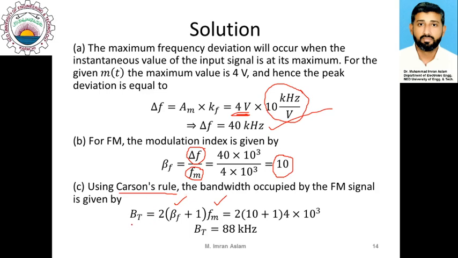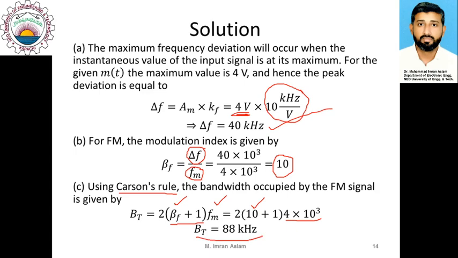So bandwidth of FM signal is represented as twice of beta plus 1, where beta is the modulation index, multiplied by fm. So if I substitute the value, we know that beta is 10 here, and frequency of modulating signal is 4 kilohertz. So if I substitute it here and simplify, we would see that the bandwidth would be 88 kilohertz.